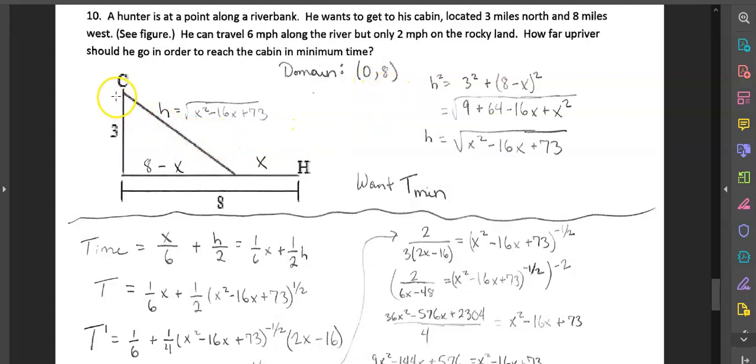So we notice that this is the hypotenuse of a triangle where one side is 3. If this distance is 8, then that means the remaining distance must be 8 minus x. So for the hypotenuse of our triangle, we use the Pythagorean theorem, h squared equals a squared, or 3 squared, plus b squared, which is 8 minus x raised to the second power. And then we need to take the square root of that, so we simplify it here. This is our radical expression.